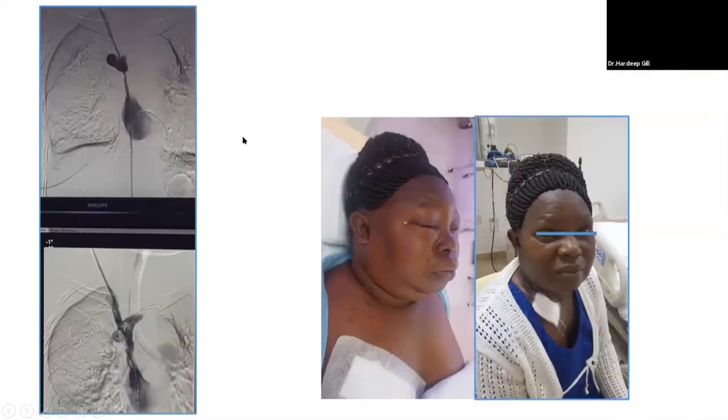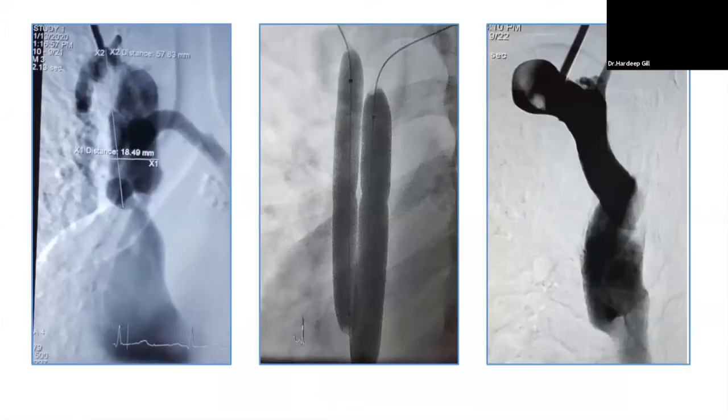This is the patient who had superior vena cava syndrome. She's got complete facial swelling, neck swelling. She can't even open her eyes. And the angiogram shows that she's got a very high-grade stenosis, probably 1 or 2 millimeters. And after dilatation, she's much better 2 days down the line with marked reduction in the facial swelling.